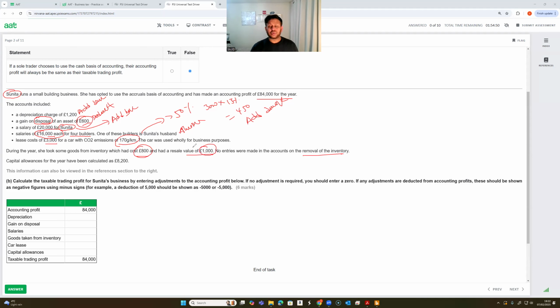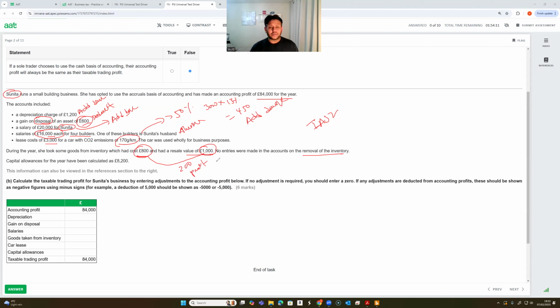So how much are you going to add back? How much are you going to adjust? Now this is a little bit tricky. Why? Because normally we know according to IAS 2, inventory should be valued at the lower of cost and net realizable value. But here you can see the cost is 800 and the selling price is 1,000. So that means there is a profit here, 200.